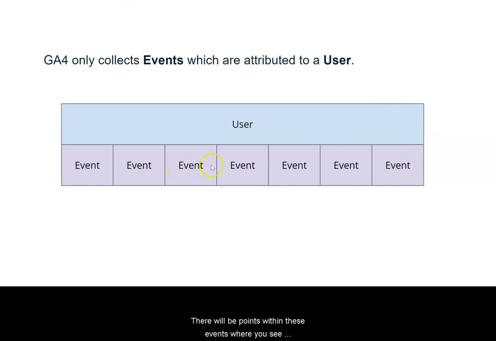There will be points within these events where you'll see session starts. So for example, this first and fourth event might be a session start. So that would dictate a new session, but it's not automatically grouped essentially within GA4 as a separate session. So for this user, we could count the number of session starts that has happened in a date range. So if it's here and here, then that would mean that user would have 2 sessions, but it's not classed as separate sessions in GA4.